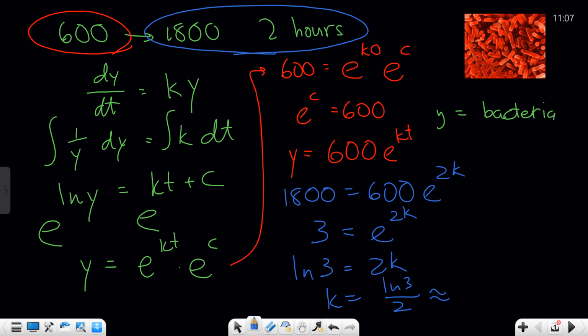0.5. Give me 4 decimal places. 0.5493. It doesn't matter what you take it out to, you want to store that number.